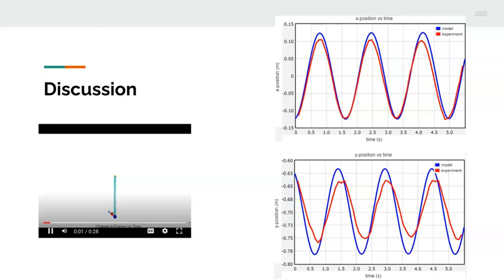So here is the video of the results when the data is put into GlowScript. And as you can see, the model and the experiment's positions in the x and y direction are different because they are not completely in line due to the system not being completely isolated in real life.